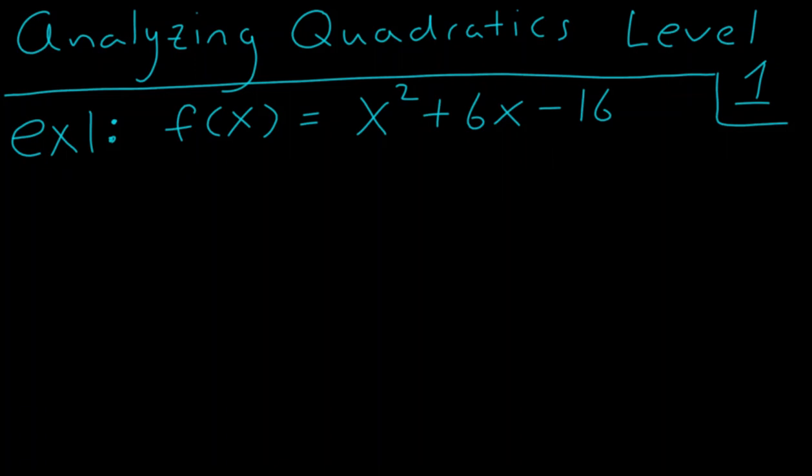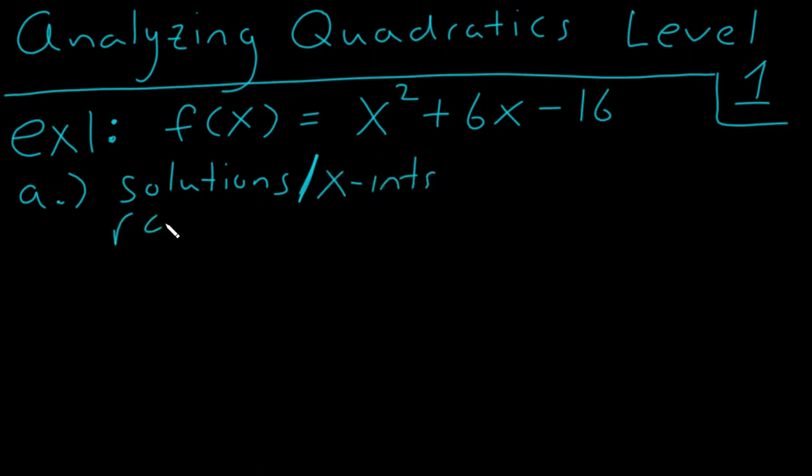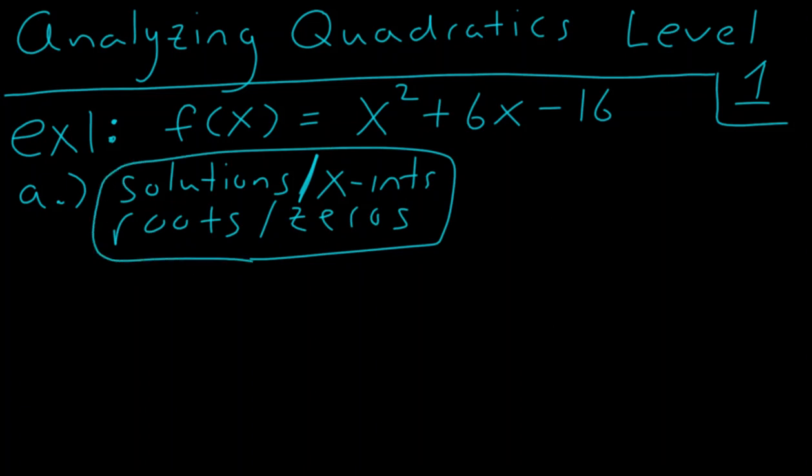And the best place to start is, let's call this part A. We want to start with our solutions. And remember, our solutions have several other names. We could also call our solutions our x-intercepts. We could call them our roots, or we could call them our zeros. All of these things mean the same thing. And in order to figure out what these are, we always want to set f of x equal to 0. So our 0 equals x squared plus 6x minus 16.